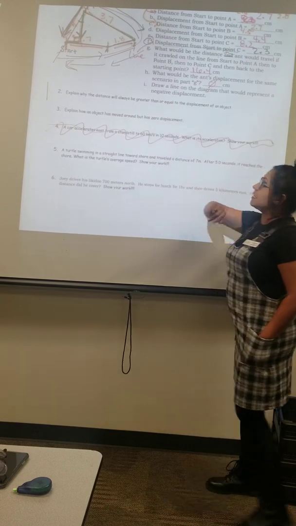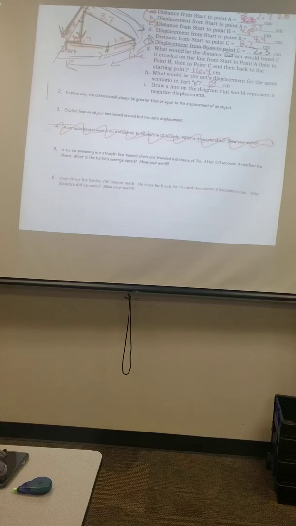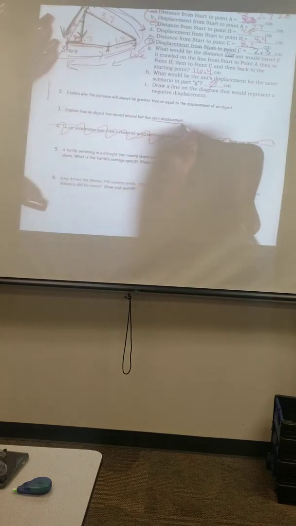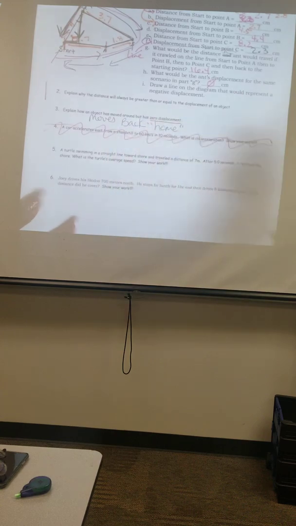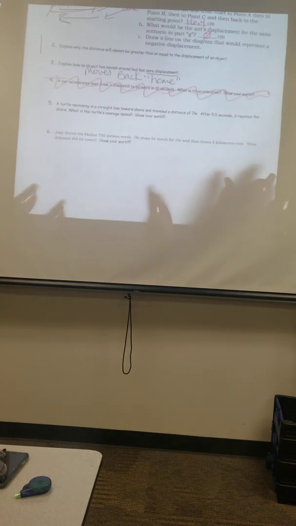Distance is the total distance added together that the object traveled, no matter if it took a turn or a curve and then came all the way back. We're going to add all of those values together. Next one, number 3. Explain how an object has moved around, but yet 0 is the number for its displacement. Like what we did with the lizard last week, it goes up, down, then comes back to its original starting point. I agree. It moves back home to where it began.